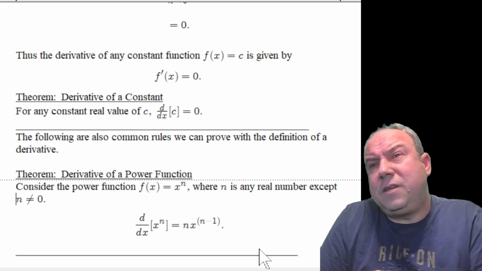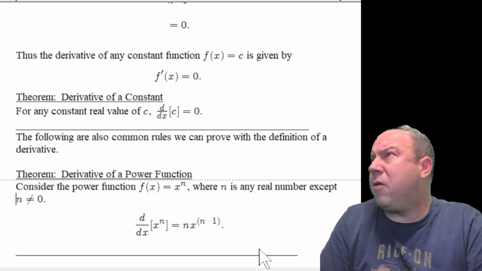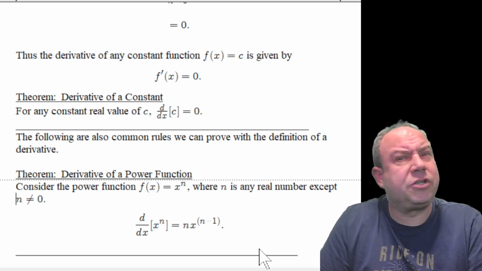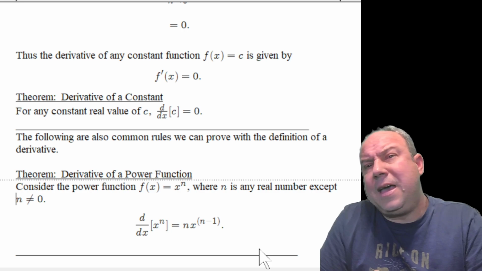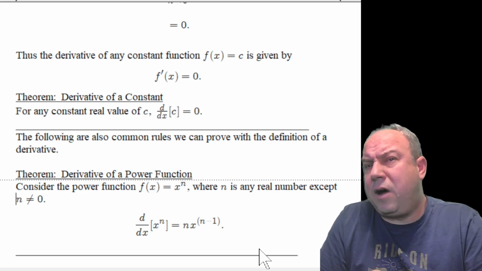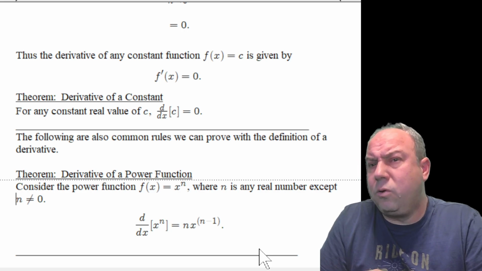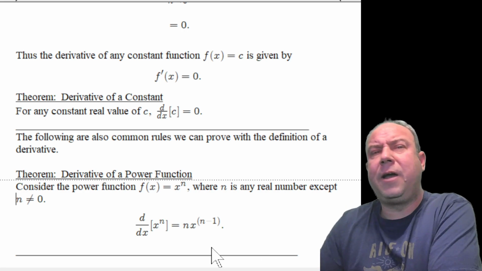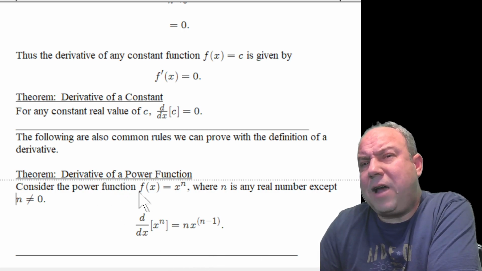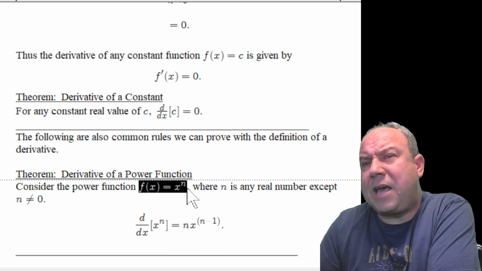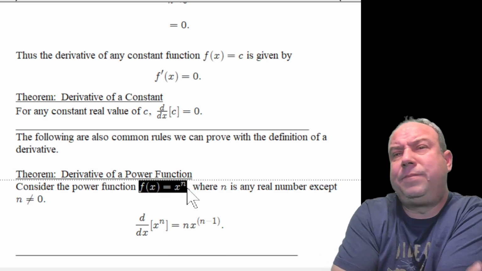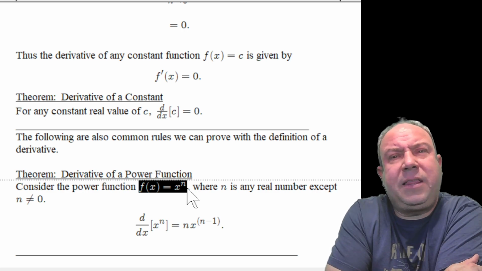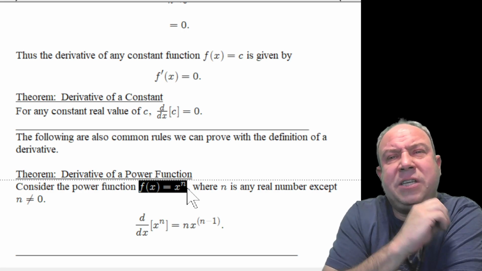What follows, another common rule, is what's called the power function rule, the derivative of a power function. And it's a little bit more involved in its proof. However, the rule itself is not too heavy to apply. It says, consider having the power function f of x equals x to the nth power. n can be any real number except the one thing that it cannot be is the value of 0.